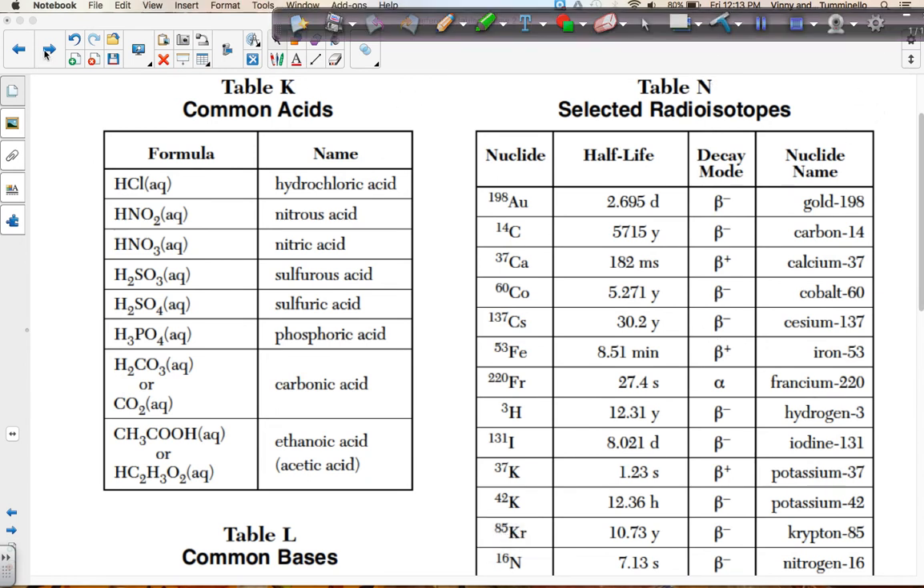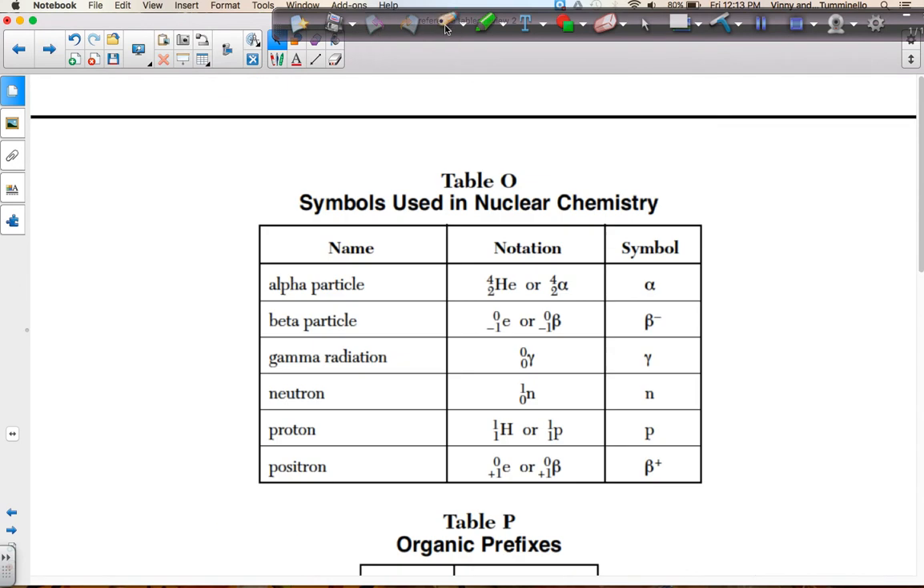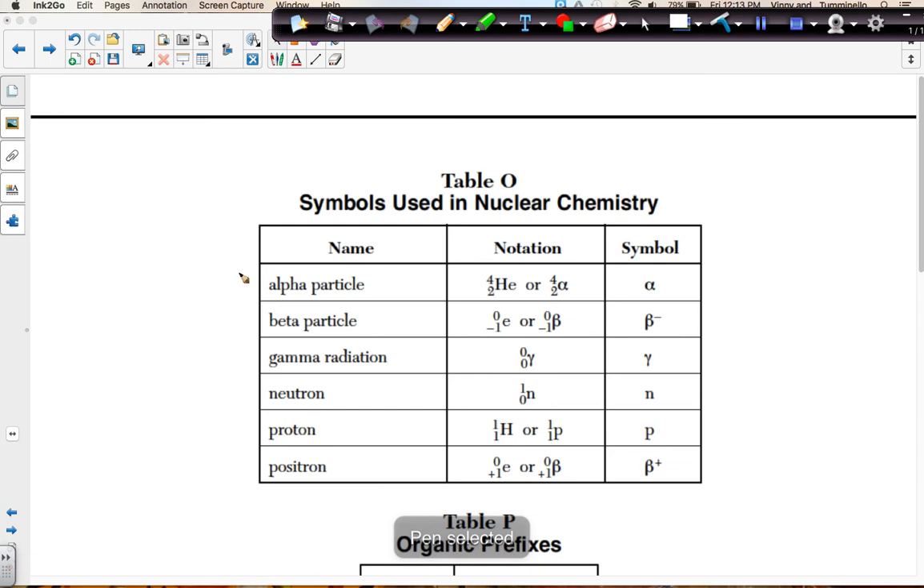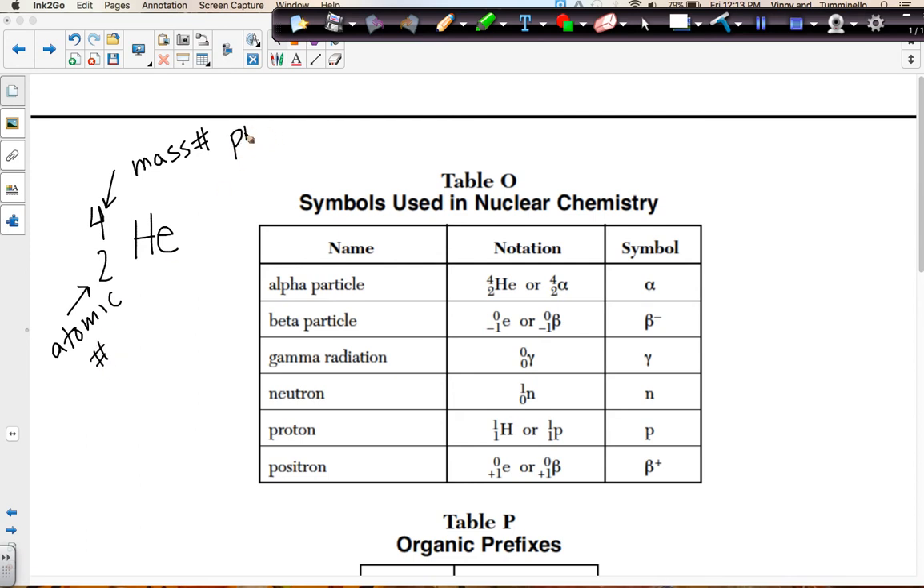Moving on to Table O. Again, Table O has symbols for use in nuclear chemistry. Table O goes with Table N. If we look at the symbols here, like for an alpha particle, the top number is called the mass number and the bottom number is called the atomic number. Mass number is protons plus neutrons. Atomic number is protons. We can do mass number minus atomic number to get the number of neutrons in any species when we have the mass number and the atomic number.